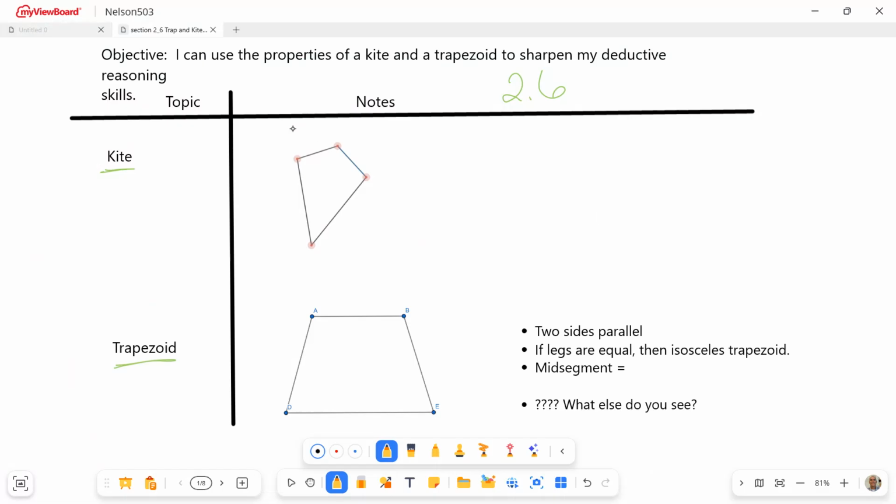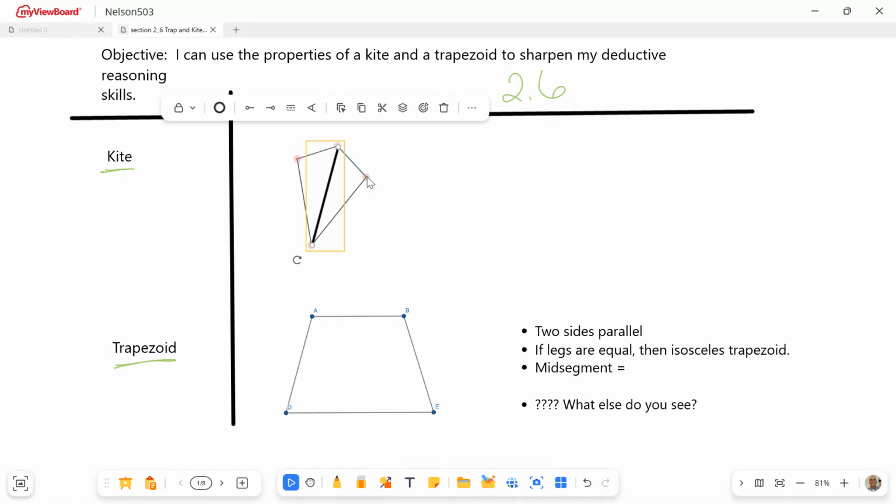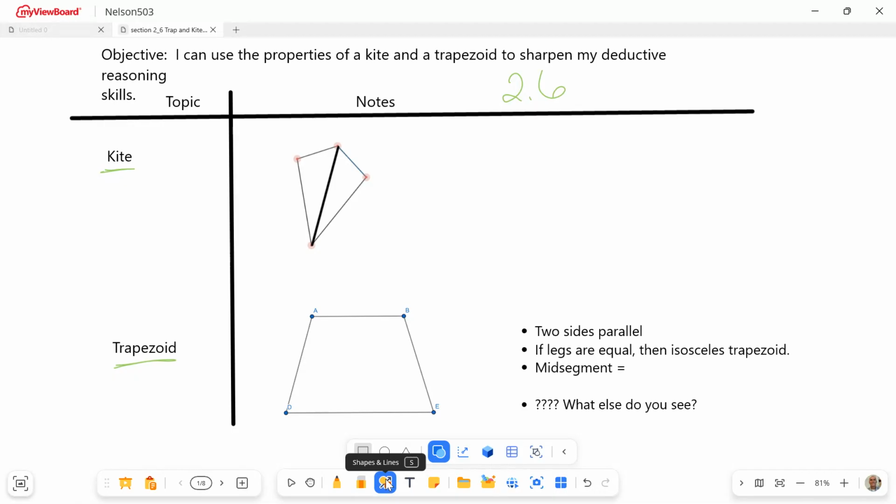Let's add a diagonal. I'm going to switch to my segment tool. I'm going to add a diagonal from here. Whoa, that's weird. Let me try that again. I'm going to go from here to here. There's one of my diagonals, and then here's another one of my diagonals going this way. Oh shoot, it just switched back. So like this.